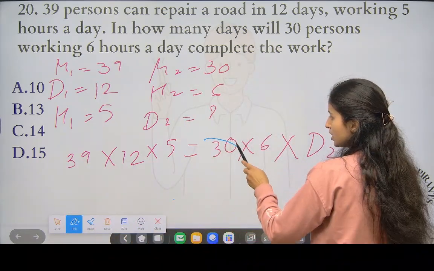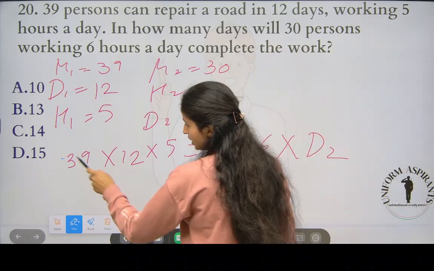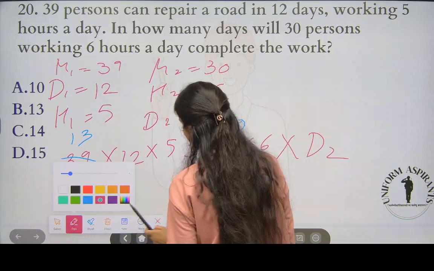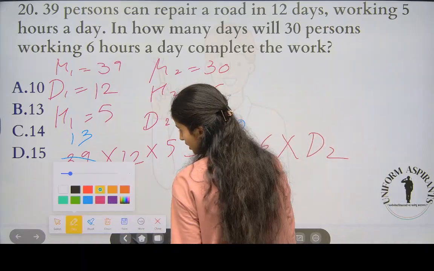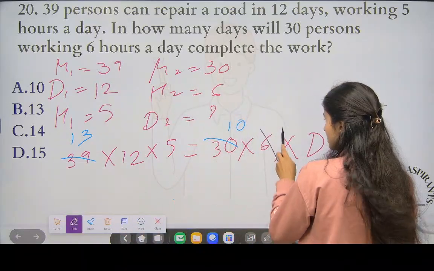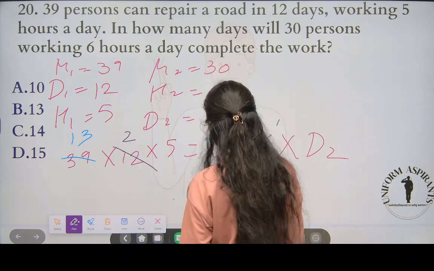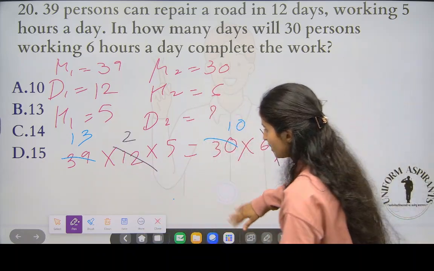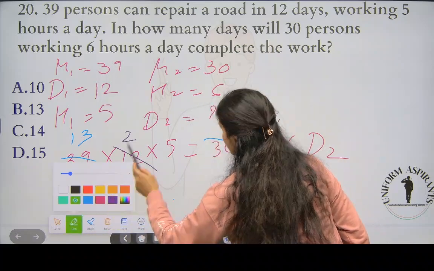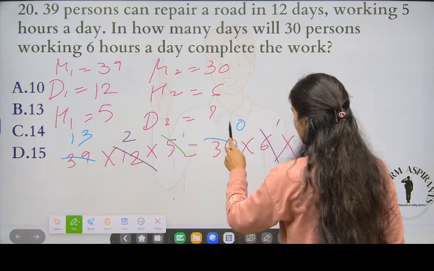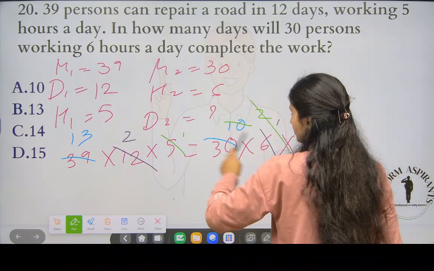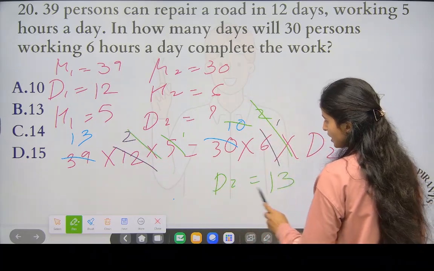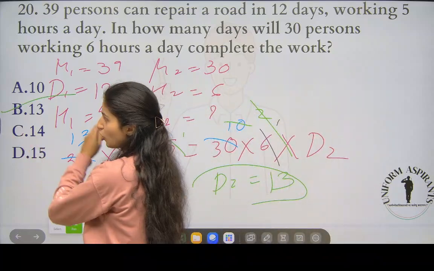Chalo, do it. 3 ones are 3, 3 tens are 30. Here what we can do, in the 6 table 12 comes. 6 ones are 6, 6 twos are 12. So what is remaining? D2. See here, you can do 5 ones are 5 and 5 twos are 10. 2 and 2 cancel. So how many days are required? 13 days. Yes, we get the option.